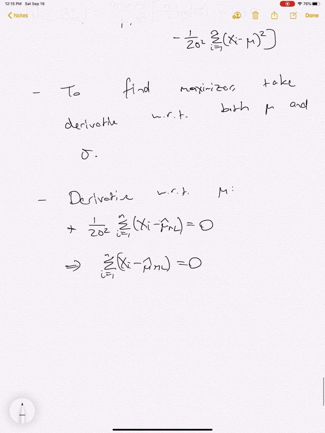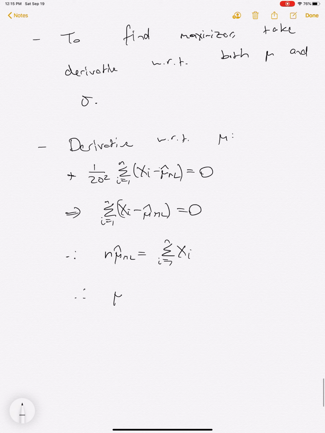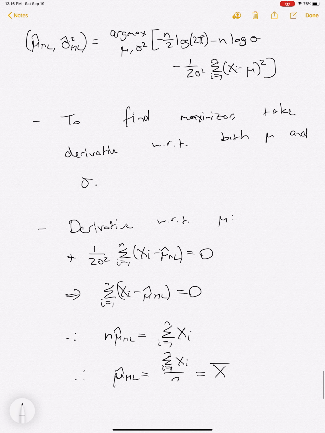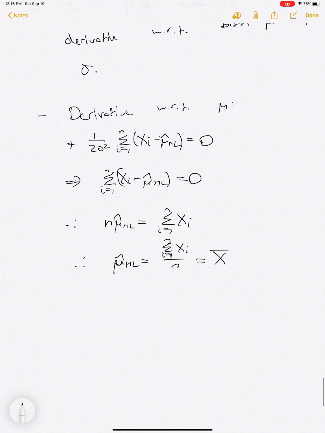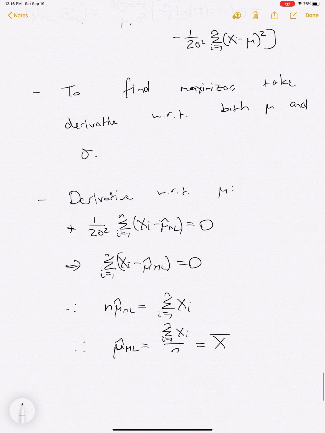Okay, and so therefore we have n times mu hat ml equals the summation from i equals 1 to n of xi. So mu hat ml equals x bar. Once again, this is potentially not very surprising. We get that the best estimate for the mean of the normal is the sample mean. So now let's look at the sample variance.